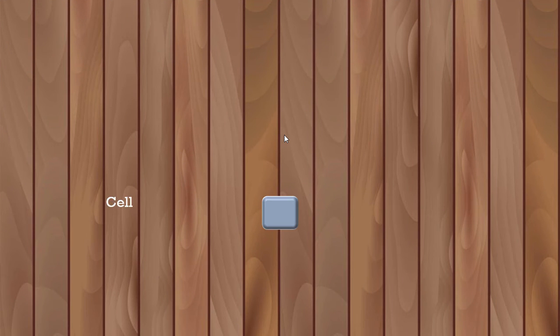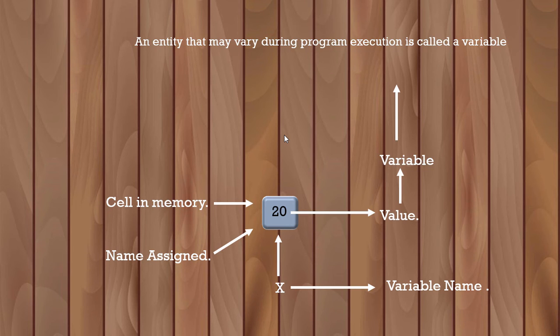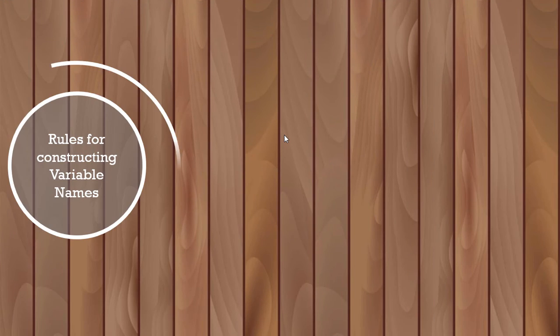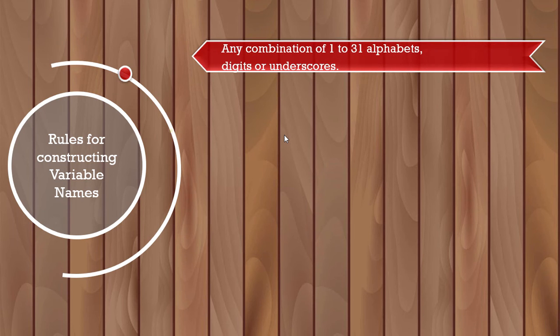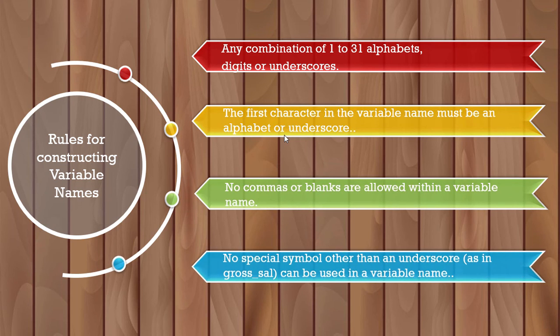After that, suppose this is a cell in memory. The name assigned is X, so this is the variable name. 20 is the value, which is variable, and a variable is an entity that may vary during program execution. Rules while constructing variable names: any combination of 1 to 31 alphabets, digits, or underscores. The first character in a variable name must be an alphabet or underscore. No commas or blanks are allowed within a variable name. No special symbols other than an underscore, as in gross_salary, can be used in a variable name.